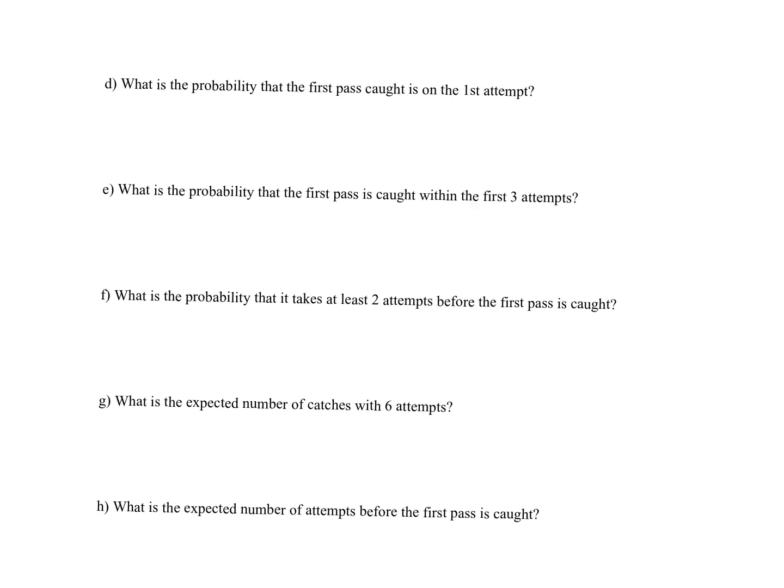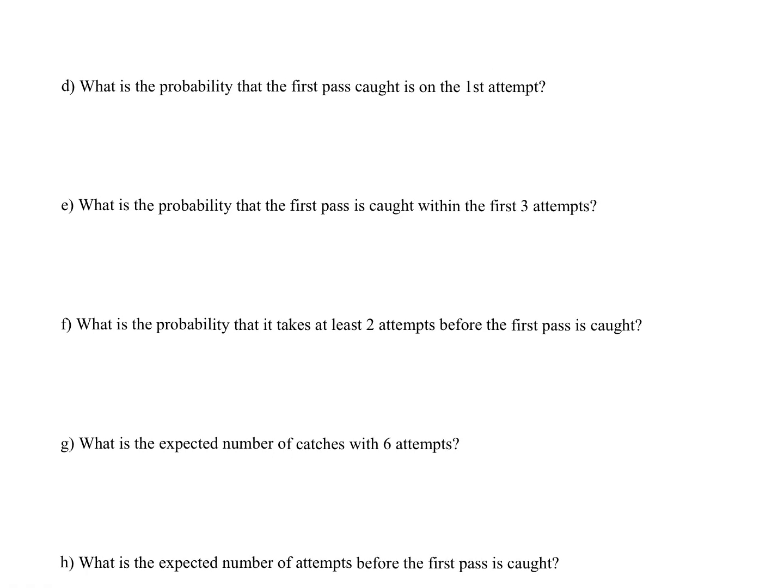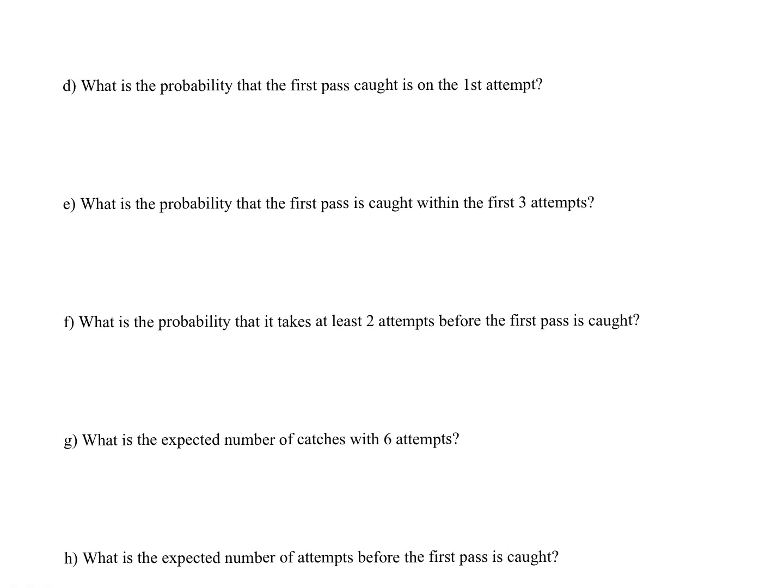Okay. So the next one says, what is the probability that the first pass caught is on the first attempt? So I no longer have an n here, so this is now going to change to geometric. Remember, geometric is saying that the first success happens on a specific trial. So this is the probability that the first success, so the first pass caught, is on the first attempt. Now this one you don't technically have to use the geometric formula to do.